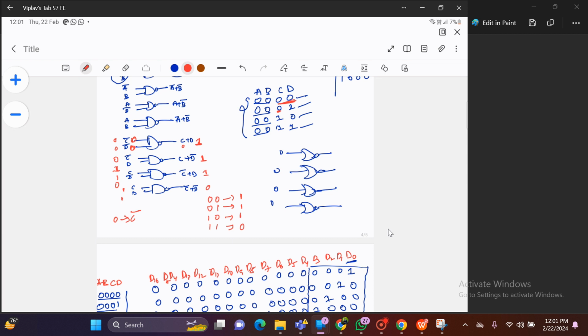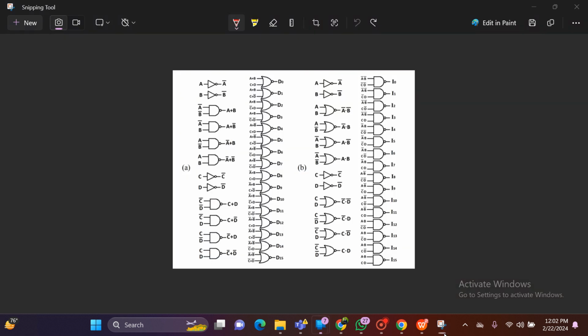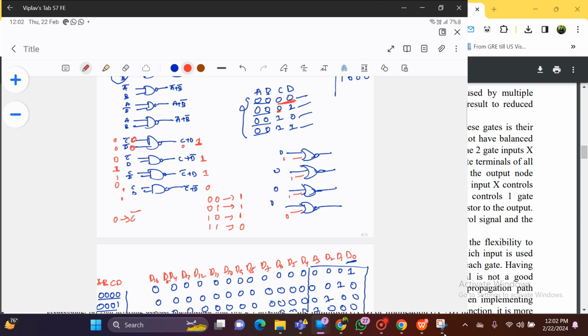So let us see the OR gate. What output did we get here? 1 1 1 0. So C plus D.